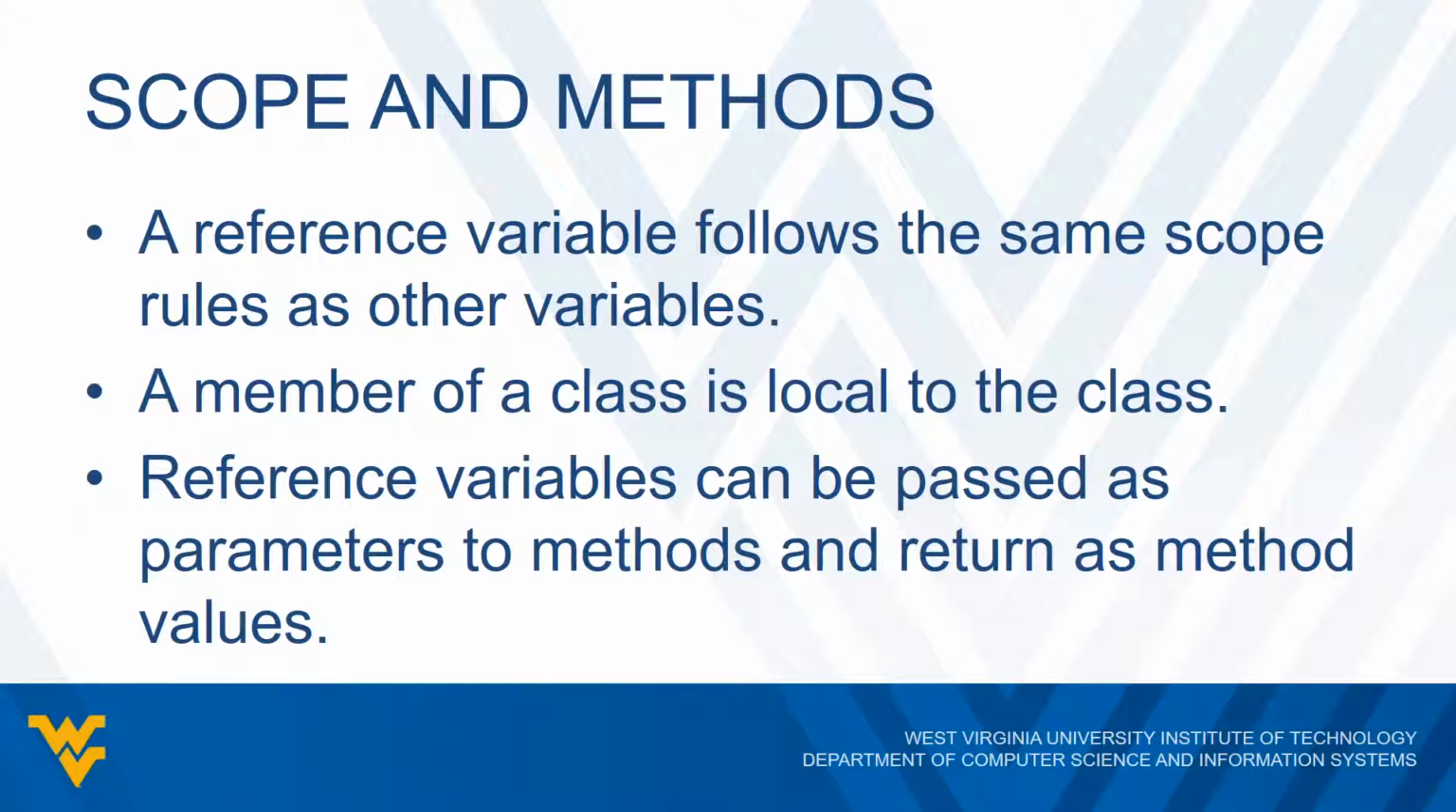And then finally, when we're using methods that involve reference variables, we can pass reference variables as parameters to those methods. We've seen a couple examples already, like with makeCopy, for example. And we can also return reference variables as values from our methods. So for example, the getCopy method will actually return an object of our clock class. So we can return reference variables as well.